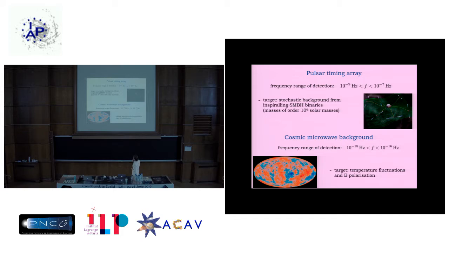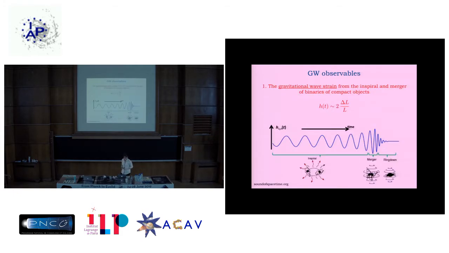And also, we have, as you all know, the cosmic microwave background at frequencies corresponding to about the horizon at matter-radiation equality. There are two main observables in what concerns gravitational waves. There is the gravitational wave strain, which is just the amplitude of the wave, and it is proportional to the variation in the length of the interferometer arm that the gravitational wave is causing. That's the typical quantity that one measures when one has a spiraling of compact binaries.